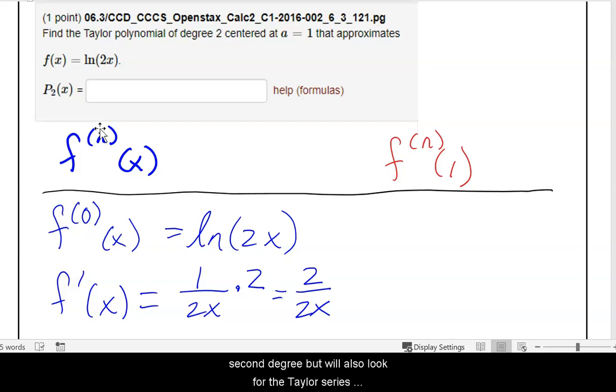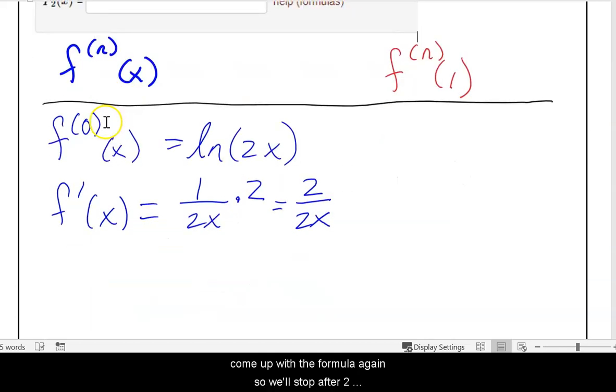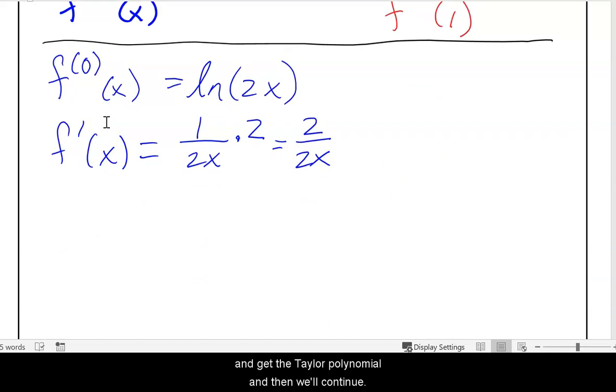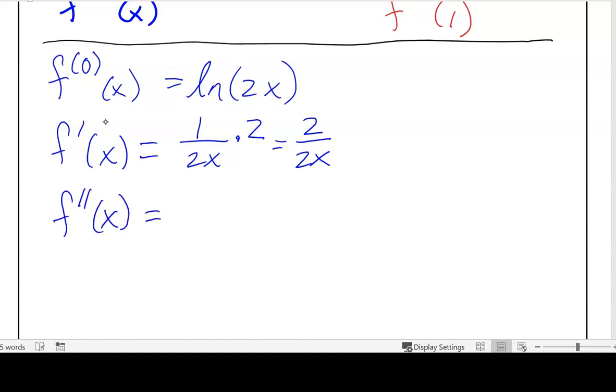So we'll do the second degree, but we'll also look for the Taylor series, which is more what Dawn is asking about. How do you come up with the formula again? So we'll stop after 2 and get the Taylor polynomial, and then we'll continue and do the Taylor series. So the second degree would stop after the second derivative. And to do the derivative again, you would want to think about this one here, the 2 divided by 2x, as 2 over 2 times x to the minus 1, which would give me a negative 2 over 2x squared if I did the derivative again.